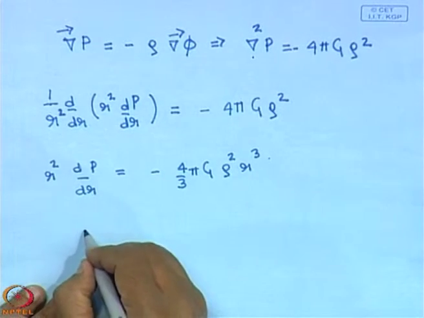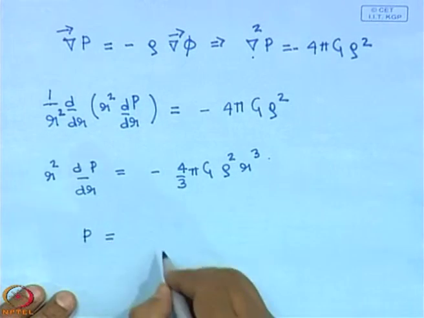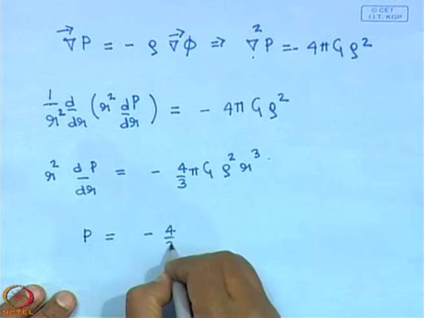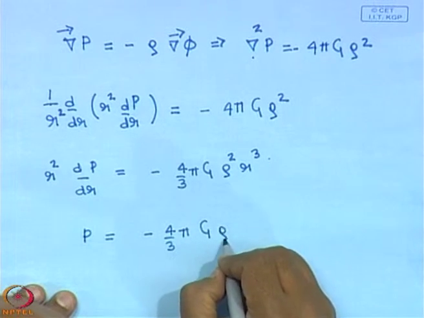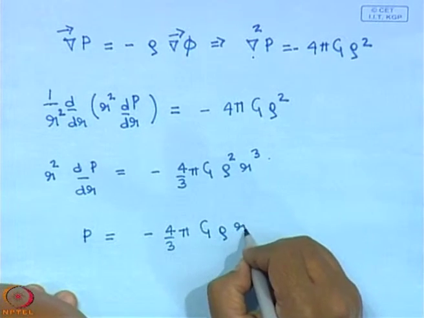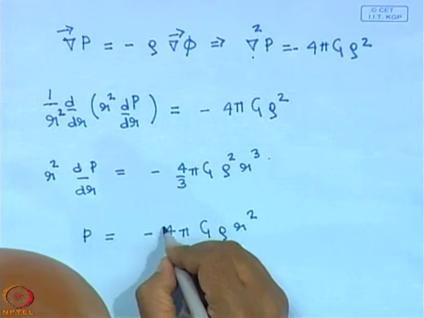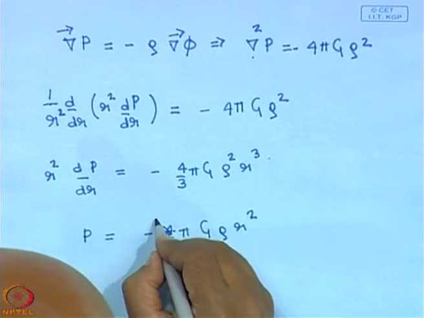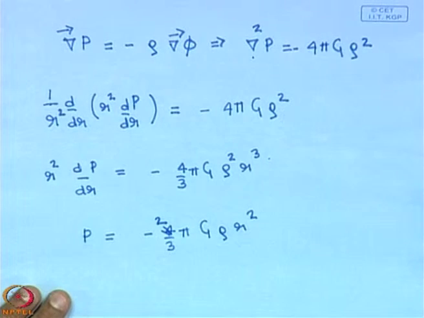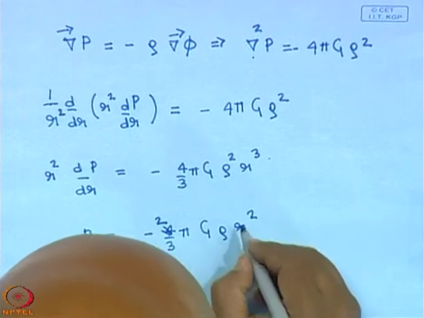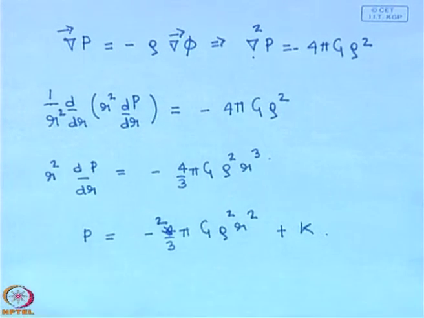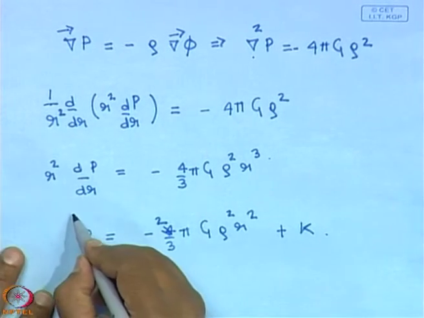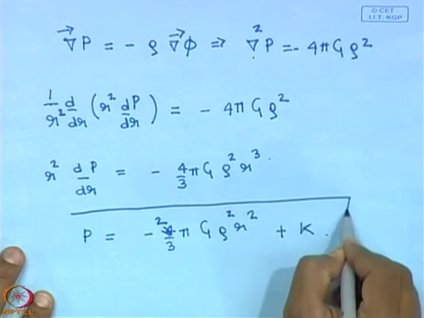So, finally, the pressure is equal to minus 4/3 pi G rho, sorry, the r squared, and this will not be 4, it will be 2. So, it is minus 2/3 pi G rho squared r squared plus a constant of integration k. Right, that is the pressure inside the sun in this simple model.